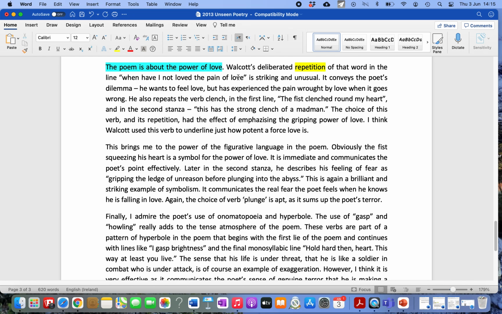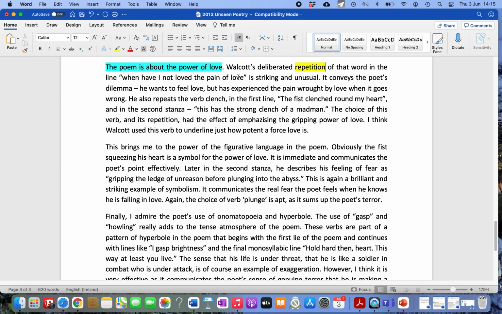He also repeats the verb "clench" in the first line, "the fist clenched around my heart," and in the second stanza, "this is the strong clench of a madman." The choice of the verb and its repetition has the effect of emphasising the power of love. I think Walcott used this verb to underline just how potent the force of love is. That's a great paragraph. It's about the theme of love, but it's about how he uses repetition to discuss that theme in an interesting way. So that's about his use of language.